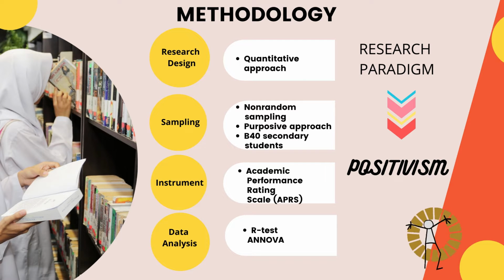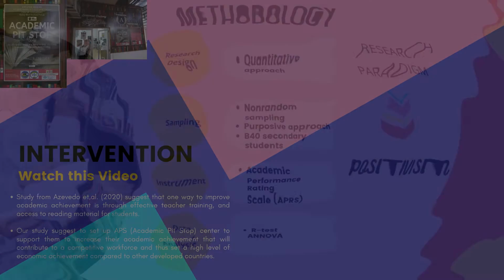The instrument used to collect the data of academic achievement is the Modified Academic Performance Rating Scale, APRS. Data will be tested using t-test and ANOVA. Then, data will be analyzed using the latest version of SPSS.